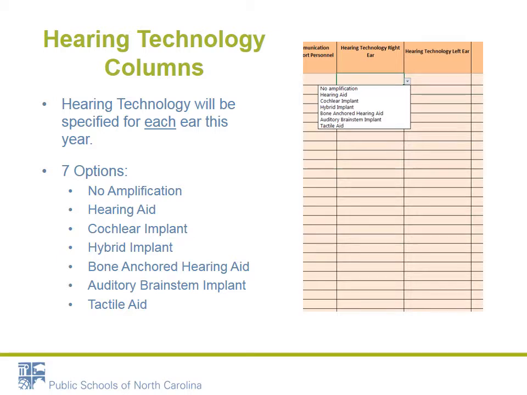This year, hearing technology has been split into two columns, one for the right ear and one for the left ear, so that you can document them separately. You will have 7 choices per ear as seen in the slide here. We have had a few questions such as, my student has a CI but refuses to wear it. Therefore, should I mark it? The answer to that is yes. Please indicate the hearing technology that your student has for each ear. If there are circumstances, such as it being broken or not worn, you will be able to indicate that in the notes section at the end of the spreadsheet.